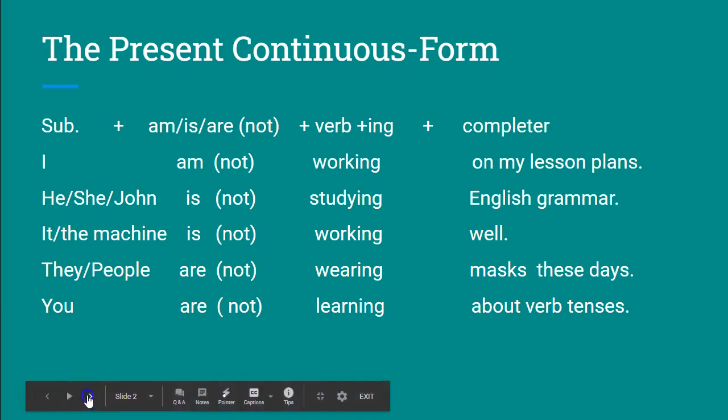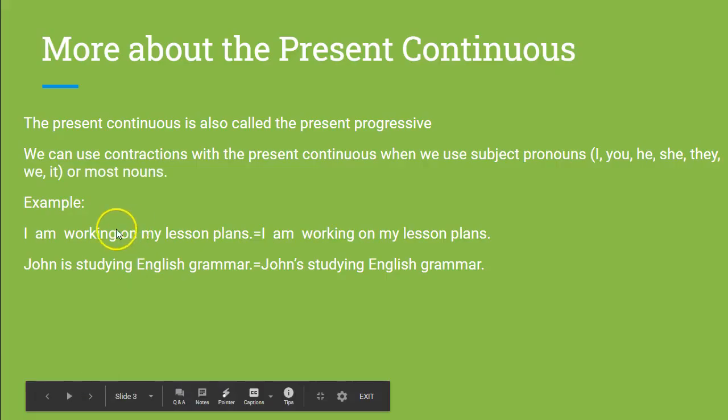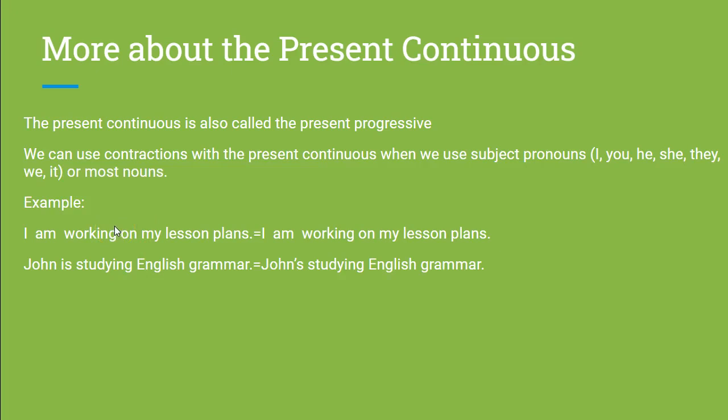Okay, so let's talk a little bit more about present continuous. We can also call the present continuous present progressive. So you may have heard about this verb tense before, and they called it present progressive. It's the same thing, just a different name for the same thing.